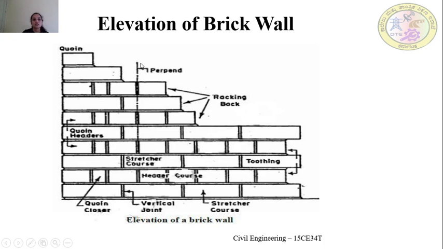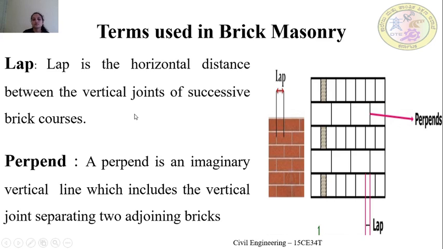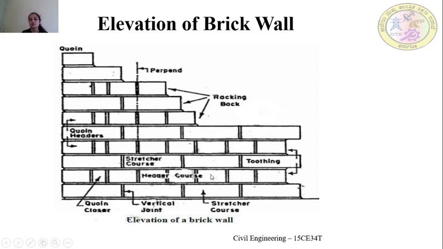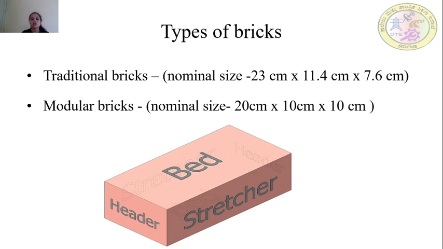Then here we can see the perpend. Perpend means an imaginary vertical line which includes the vertical joint that is separating the two adjoining bricks. Let's move on to the next slide, that is types of bricks.